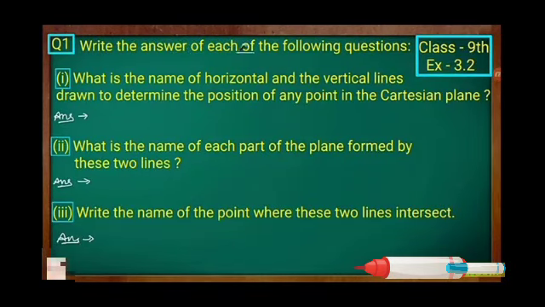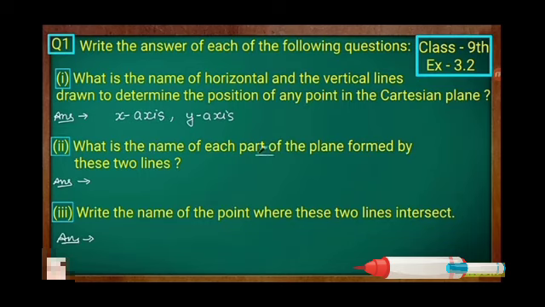Next exercise 3.42. First question is write the answer of each of the following questions. First one is what is the name of the horizontal and the vertical lines drawn to determine the position of any point in Cartesian plane? So yes student, horizontal line, that is the x-axis, and vertical line is y-axis. We have already seen it. You have to remember it. Again, horizontal x-axis, vertical y-axis.